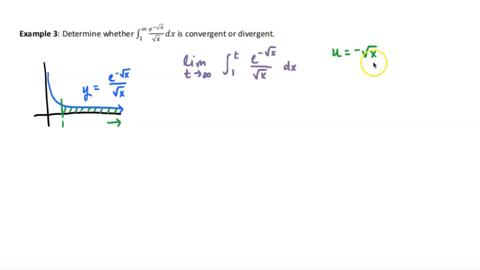What's the biggest problem? And so then my du is just going to be the derivative of negative square root of x. And this is going to be negative 1 over 2 times the square root of x. And the way I like to think of this is I like to think of this as my u is negative x to the power of 1/2.